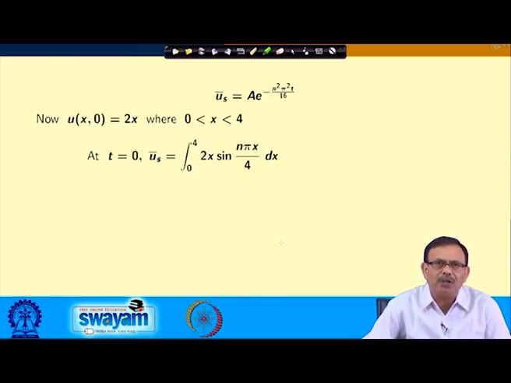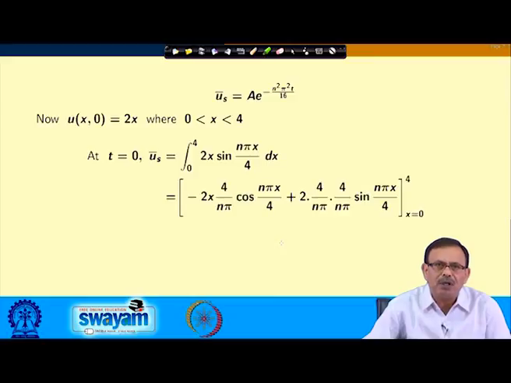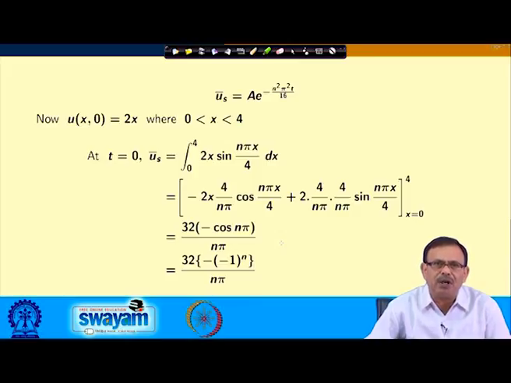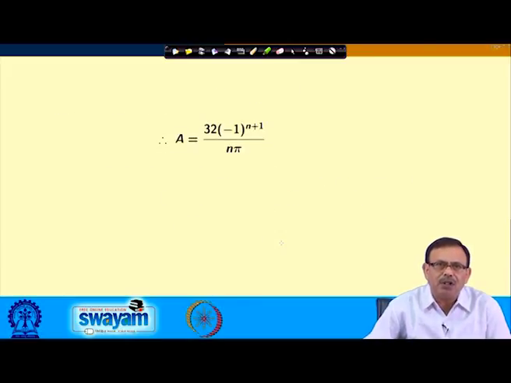So, at t equals 0, u bar s equals integral 0 to 4 of u(x,0), that is 2x, into sin(n pi x/4). If I evaluate the integral, I will obtain this value 32 into minus 1 to the power n plus 1 by n pi. So, at t equals 0, u bar s is this quantity, and also u bar s equals a at t equals 0. Therefore, a will be equal to 32 into minus 1 to the power n plus 1 by n pi. So, u bar s I can obtain by using the value of a.